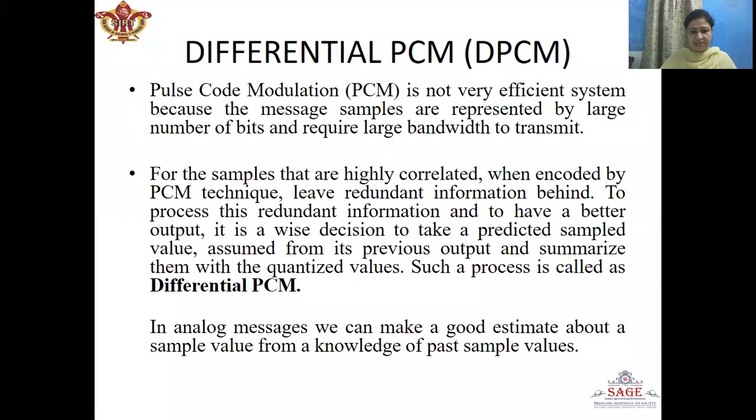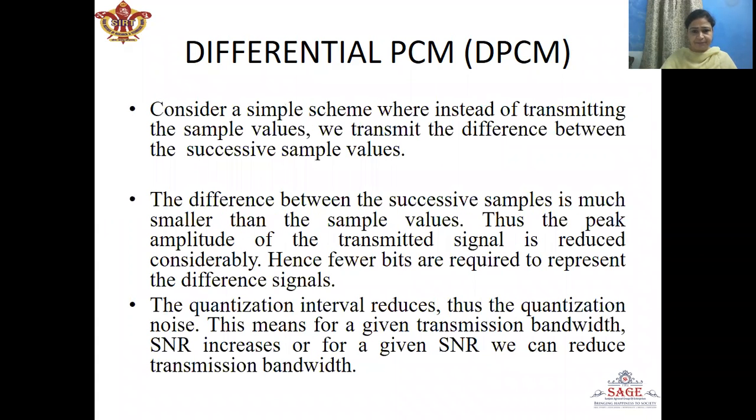In analog messages, we can make a good estimate about a sample value from a knowledge of past sample values. In DPCM, at the sampling time k, we transmit the difference between the sample value at sampling time k and the sample value at time k minus 1. The difference between the successive samples is much smaller than the sample values. Thus, the peak amplitude of the transmitted signal is reduced considerably. Hence, a lesser number of bits are required to represent the difference signals.